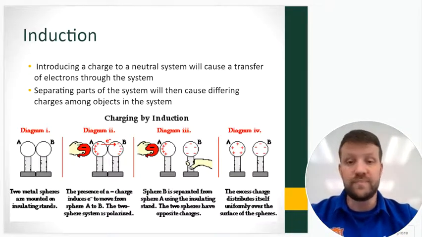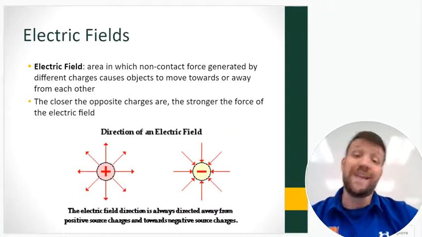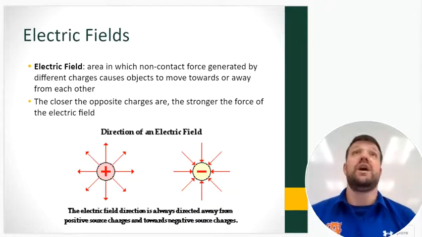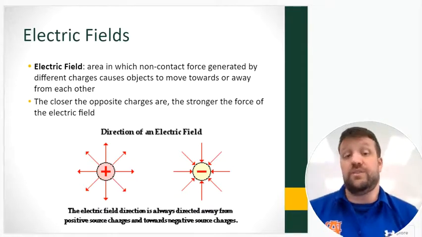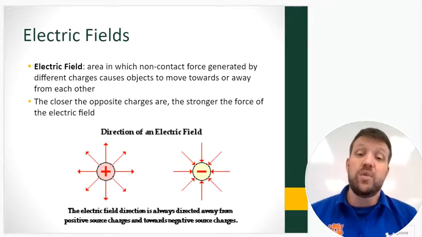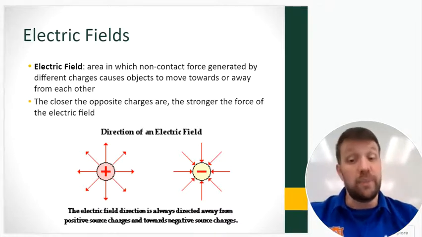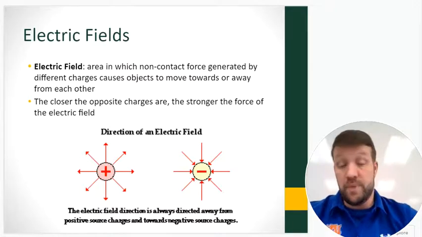Okay? Now, what you've built up around a sphere like this would be known as an electric field. An electric field just means we've built up some amount of charge in the space surrounding an object. This is an area in which non-contact forces are generated because these charges have built up. And the closer the opposite charges are, the stronger the force will be.